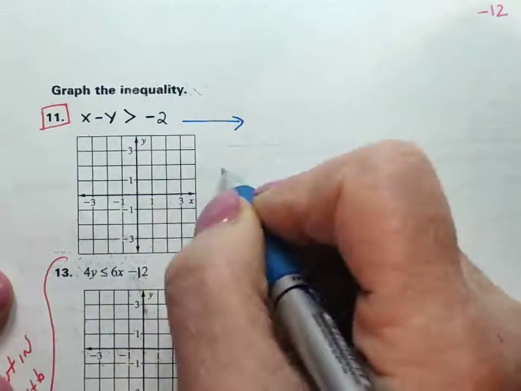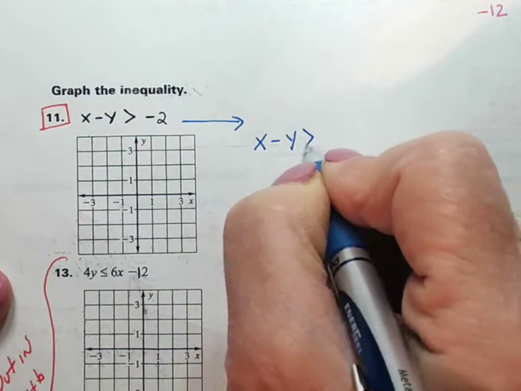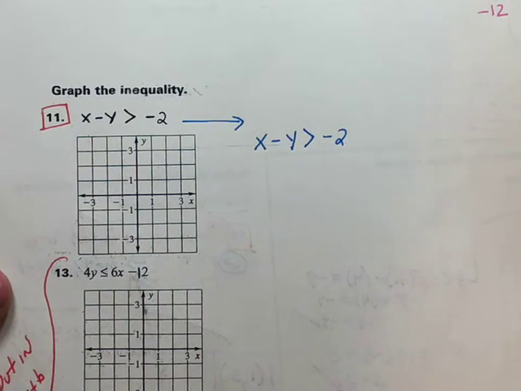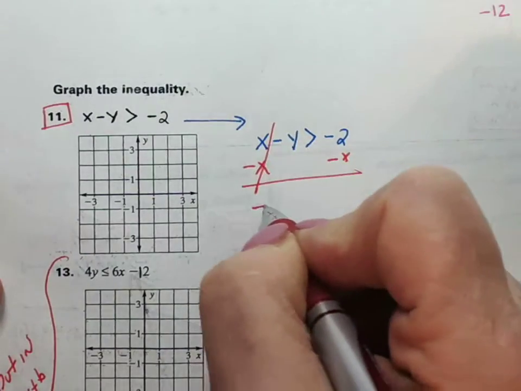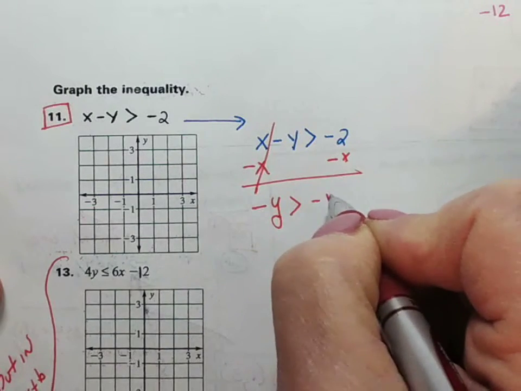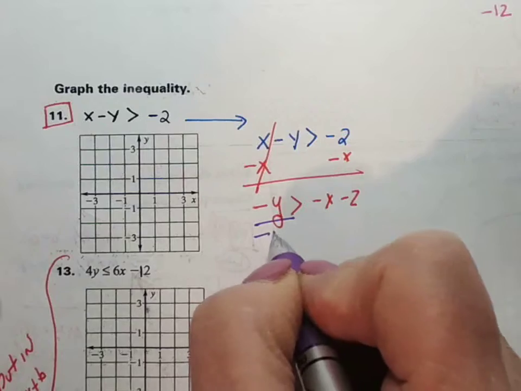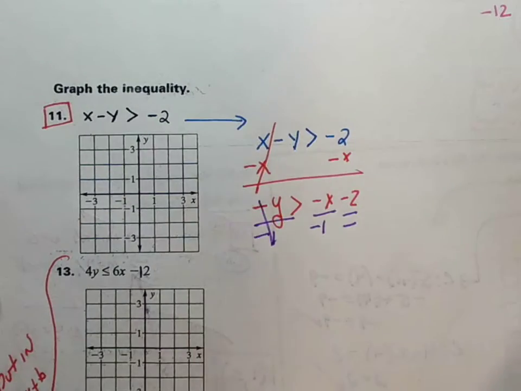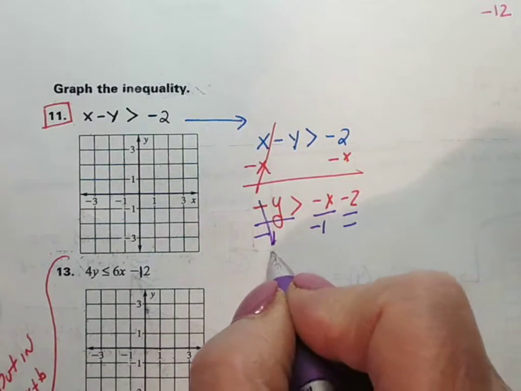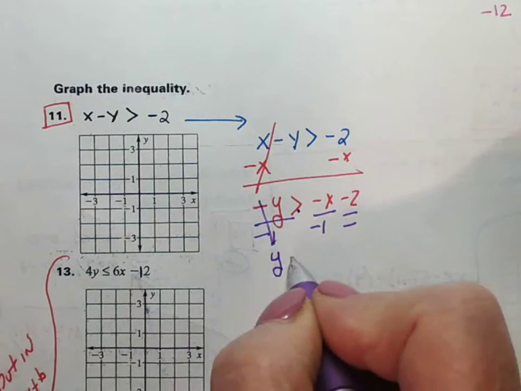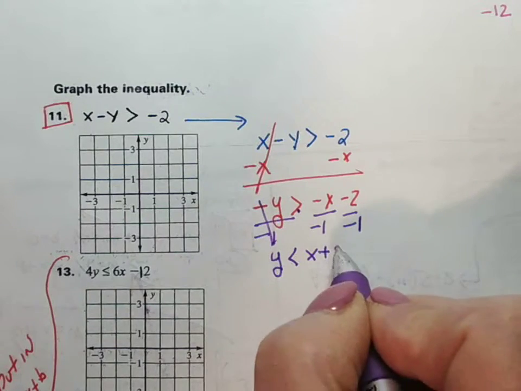So what I'm going to do is rewrite it here because I'm going to put it into y equals mx plus b. So I have x minus y is greater than -2. I need to isolate y, so subtract x from both sides. I get -y is greater than -x minus 2. And this is where we have the difference with inequalities. Here, the variable was divided by a negative number. So y, we must switch the direction of the inequality, is less than x plus 2.